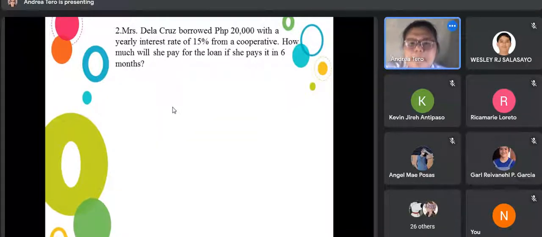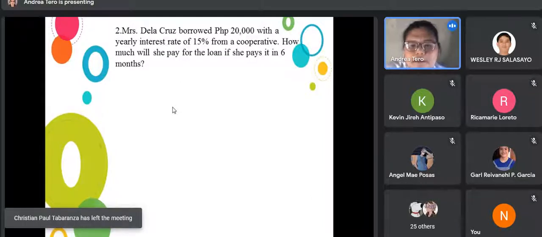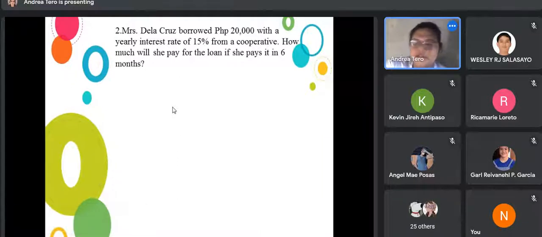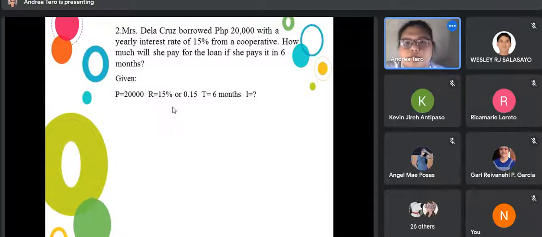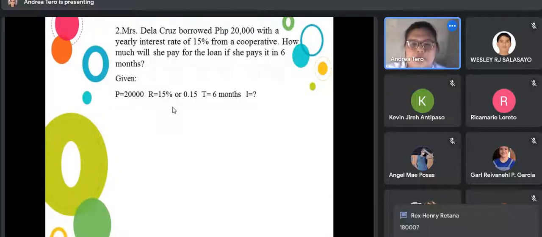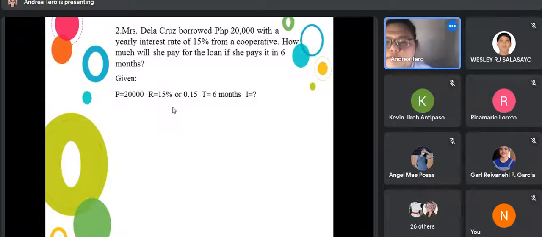How about this one? Try to solve on your own. Just type in the answers in the messages. First, identify your given, so it's easier to substitute. Rex Henry: 18,000. How about the others?